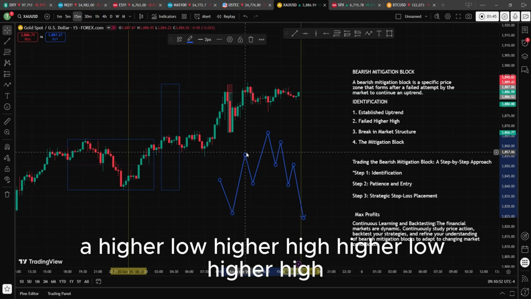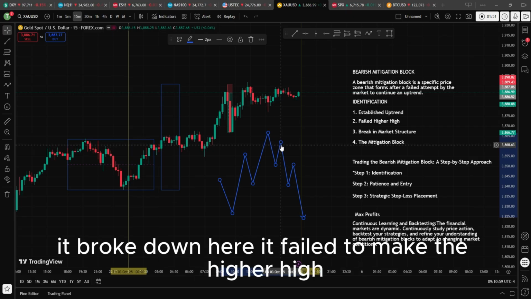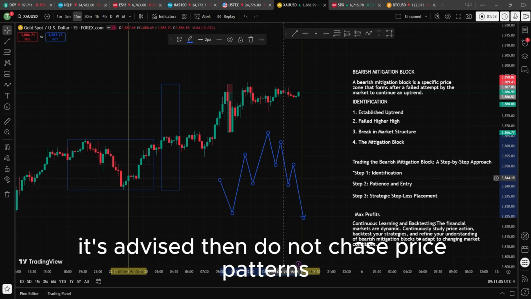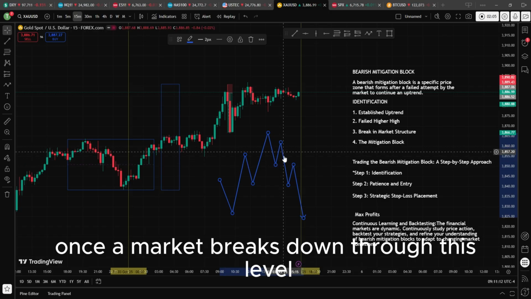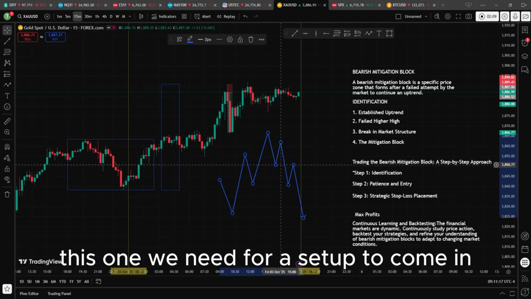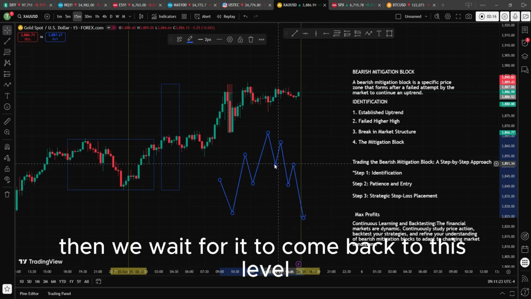The market was making a higher low, higher high, higher low, higher high, higher low. And instead of making another higher high, we broke down here. It failed to make the higher high, only for it to make a lower low. Now, if it makes a lower low, it's advised that you do not chase price. Once the market breaks down through this level, having only failed to make a higher high, we wait for a setup to come in. It falls down to this level impulsively, then we wait for it to come back to this level.